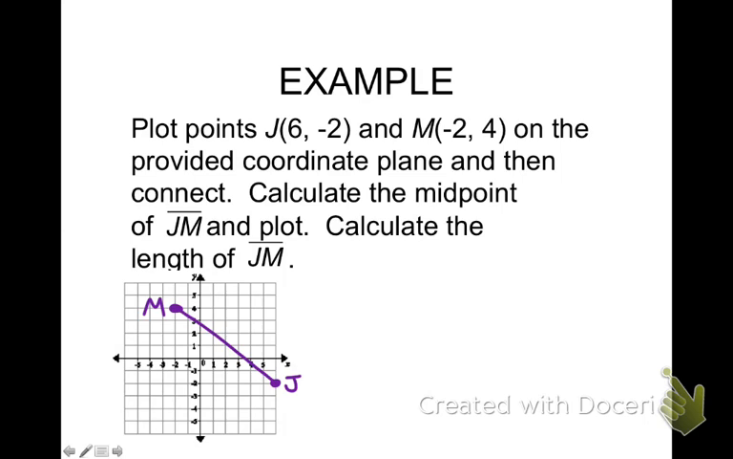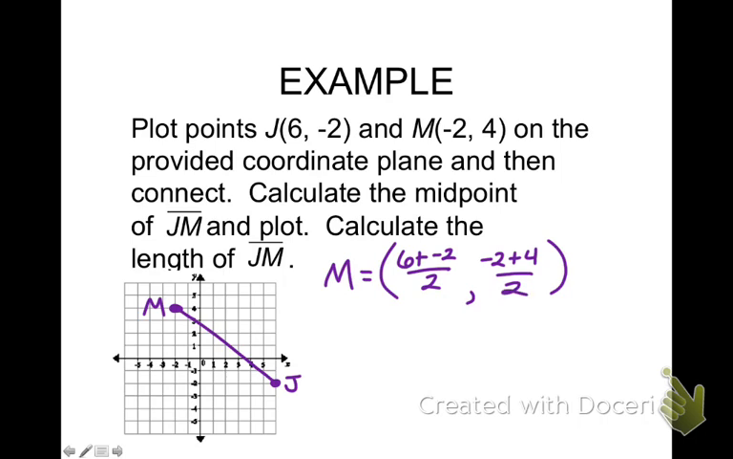So how do we do midpoint again? Midpoint is equal to, what do we do with my x's? Add them and divide by 2. So 6 plus -2 over 2. I'm going to do the same thing for my y's. -2 and 4. It's -2 plus 4 divided by 2.